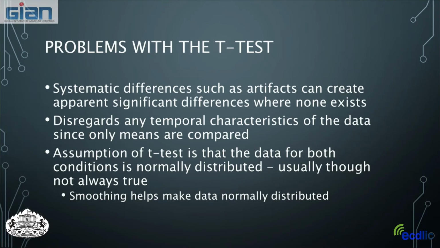Okay, so the t-test also disregards any time characteristics of the data since only the means are compared. And the assumption of the t-test is that the data is normally distributed. And this is not always true. Normally distributed means this Gaussian curve, those nice smooth curves that I showed you. That assumes there's a mean right in the middle and that the variance is the same on the positive side as it is on the negative side of the mean. So this is assuming that all of our data has this nice Gaussian distribution. And that is not always the case.